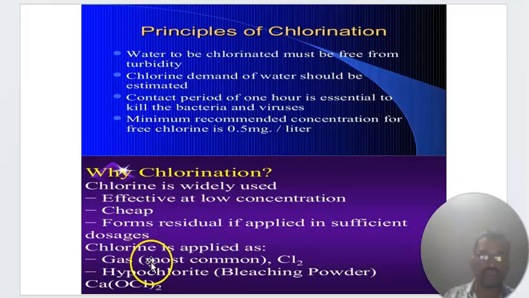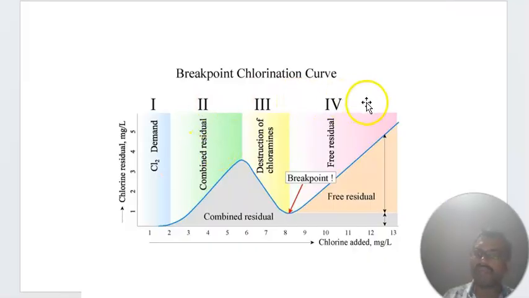This is the bleaching powder formula, CaOCl2, simply used by village people. And next you can see the break point of chlorination curve. Sometimes competitive exams and advanced courses will ask about it. You can see the chlorine residual in mg per liter against chlorine added in mg per liter. You can see the chlorine demand, the combined residual, and destruction of the chlorine. This is called the break point, and then the free residual. So the break point of chlorination curve is also very important.